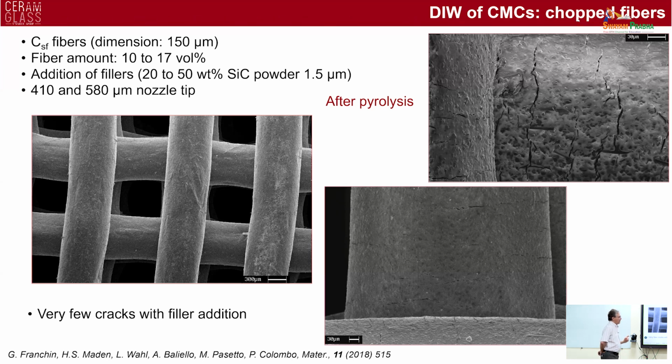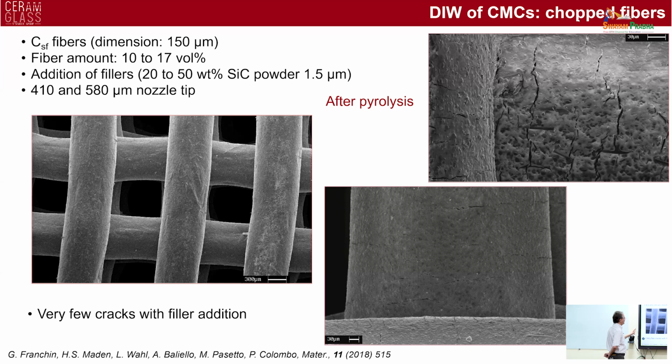Note that if you add particles to your system, then the viscosity increases, and this leads to difficulties with extrusion. So if you add particles, other solids to the ink, you need to reduce the amount of fibers. So we went down to maximum 17 volume% of fibers in these experiments. We tried also to print with smaller nozzle tips, and we were able to do that.